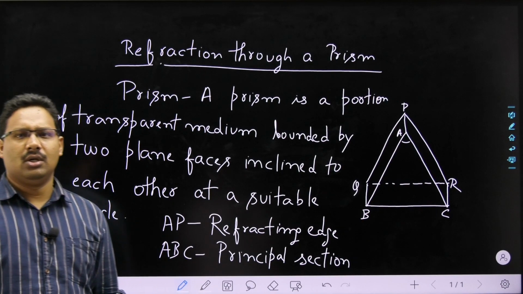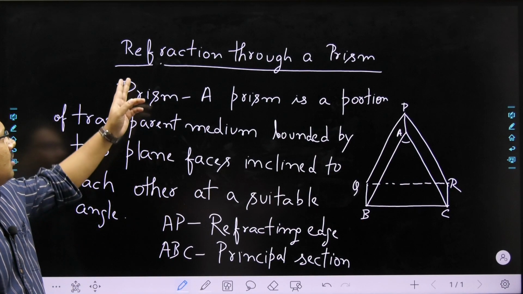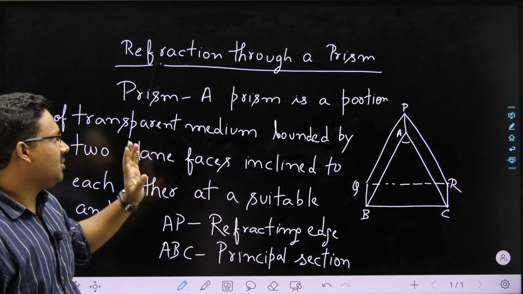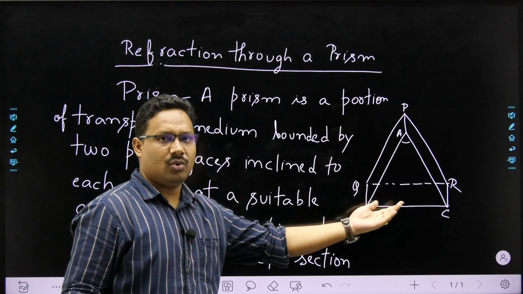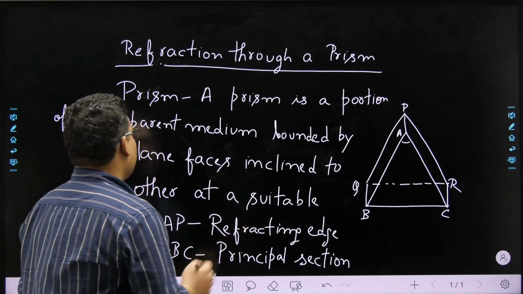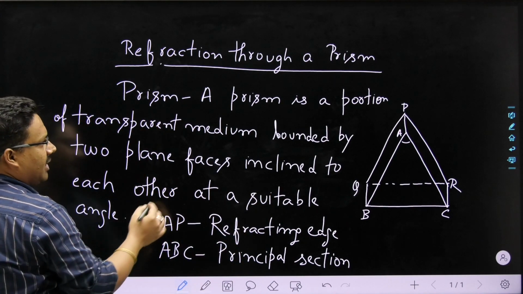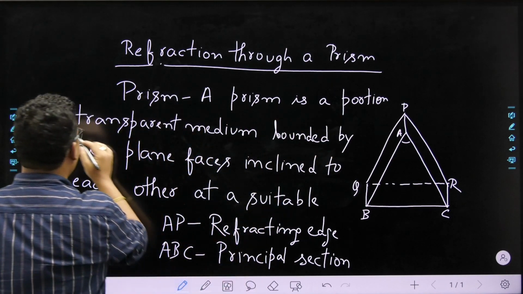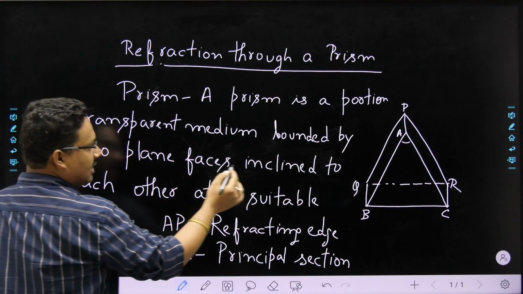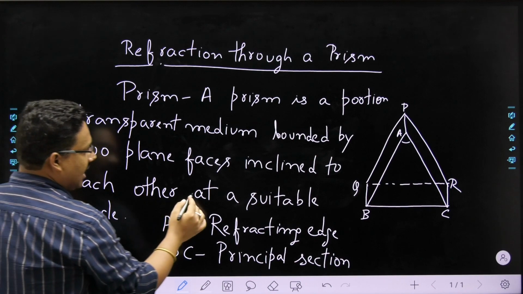Hello everyone. Today we are going to study refraction through a prism. Before that, we have to understand what a prism is. From the definition we know that a prism is a portion of transparent medium bounded by two plane faces inclined to each other at a suitable angle.